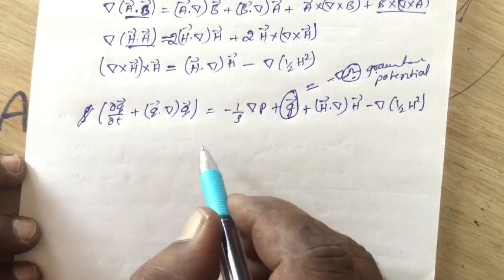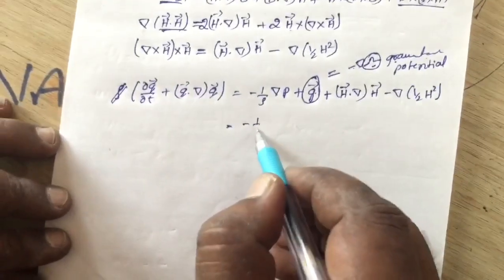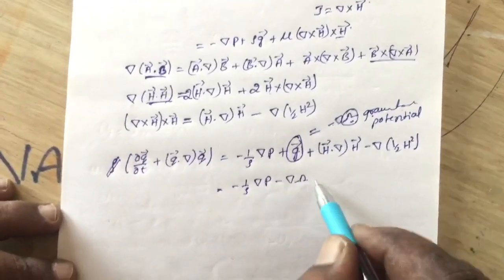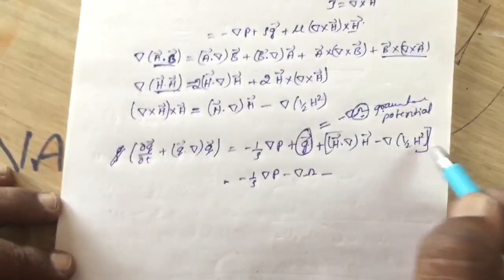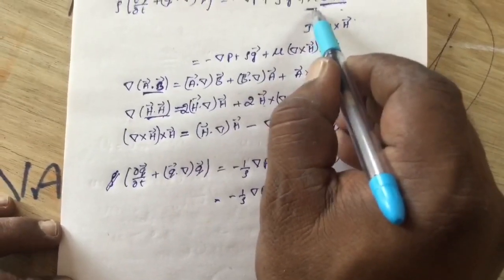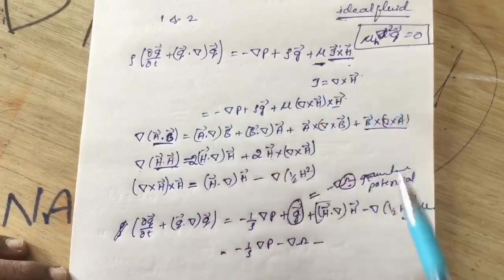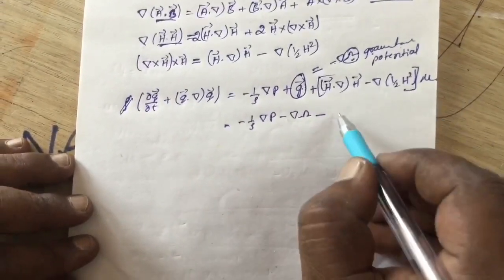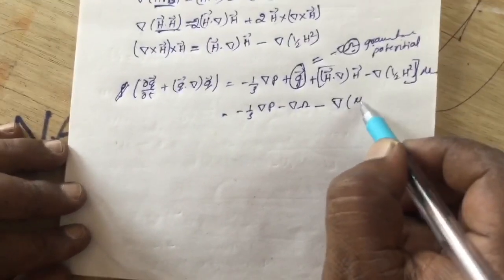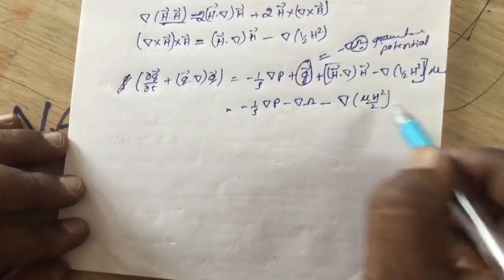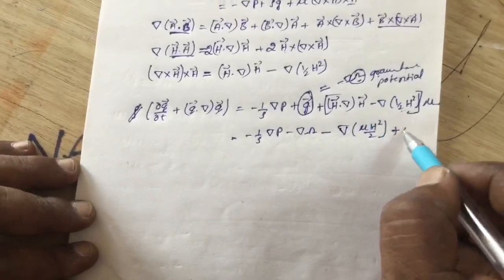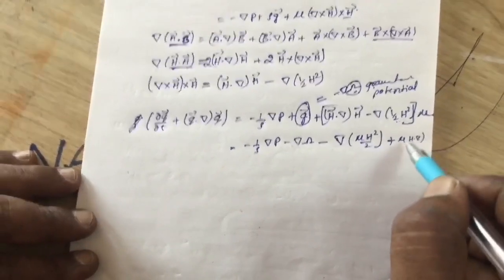Substituting this, you get minus 1 by rho gradient of P minus gradient of omega minus. Here you have to multiply by mu, because the equation has the mu term. So it becomes mu into gradient of mu H square divided by 2, plus mu into H dot del of H.